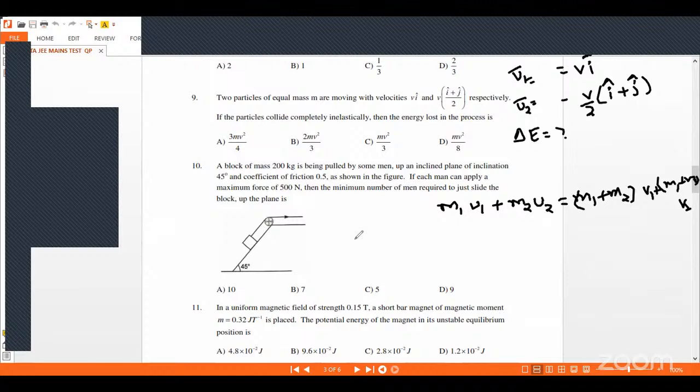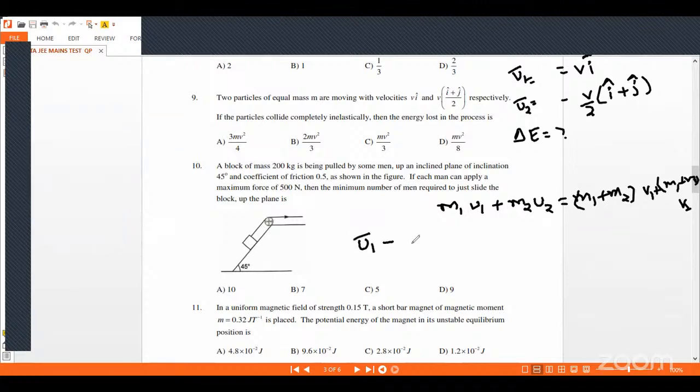U1 bar plus U2 bar equals 2V1 bar plus 2V2 bar. Fine? So V1 equals 3V by 4 and V2 equals V by 4.